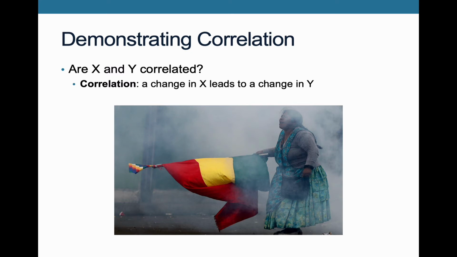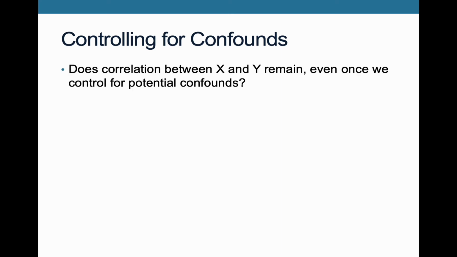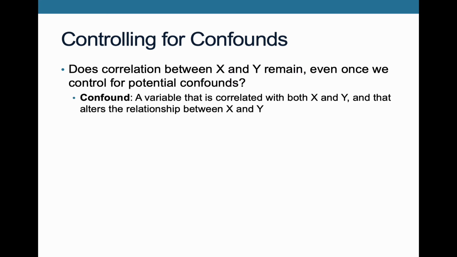Okay, so first we have to show that there's a correlation, but a second tightly related part of this is that we also need to control for potential confounds. So we want to ask ourselves whether the correlation that we initially saw, that correlation between x and y, does it still remain even after we've controlled for confounds? So let's define what a confound is.